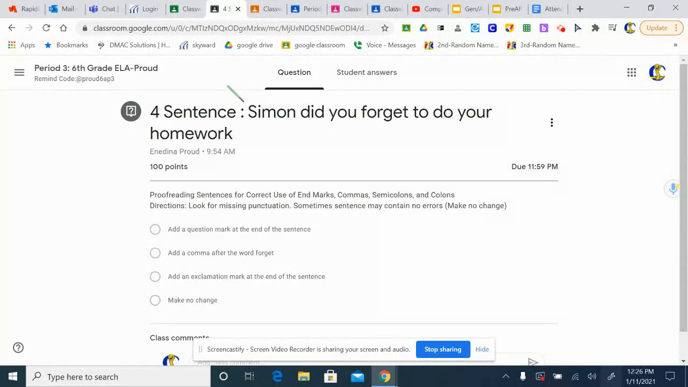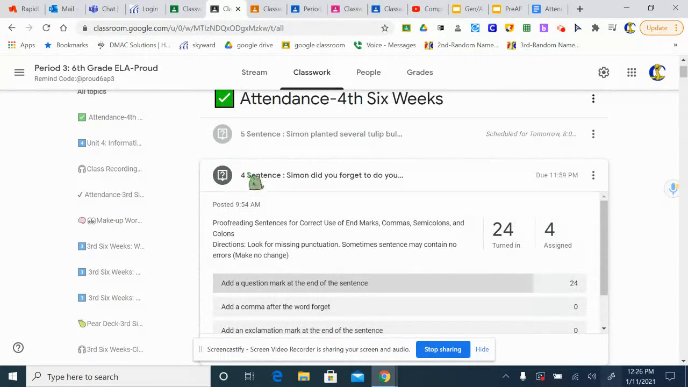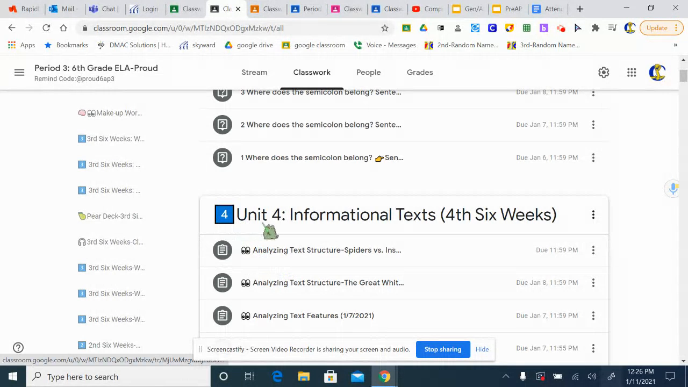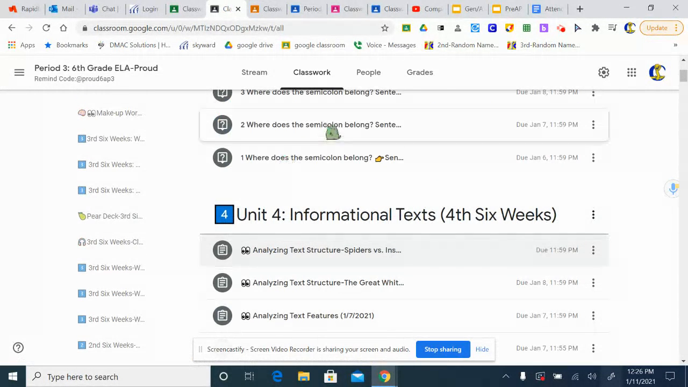When you go to your Google Classroom now, and there's the classwork right after the attendance question, you will then find under Unit 4, Informational Text for 6 weeks, the one that you're looking for today, says Analyze the Text Structure, Spiders versus Insects. You click on that and open it up. It is Passage B.